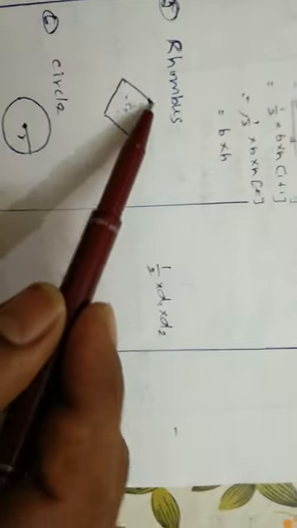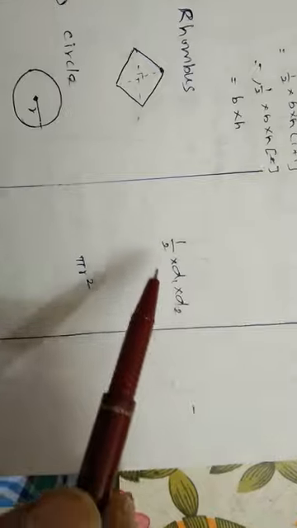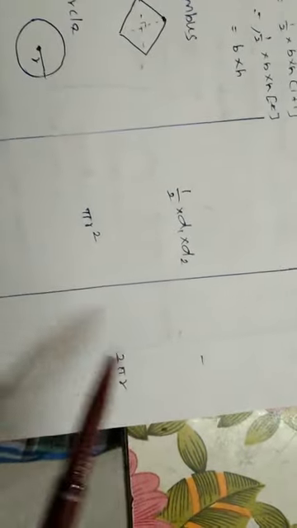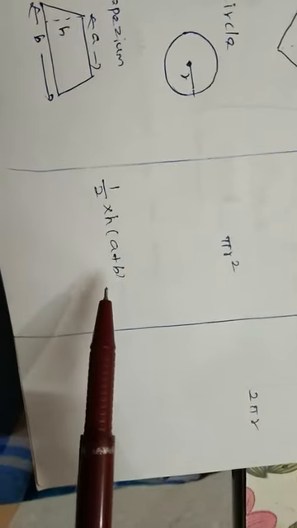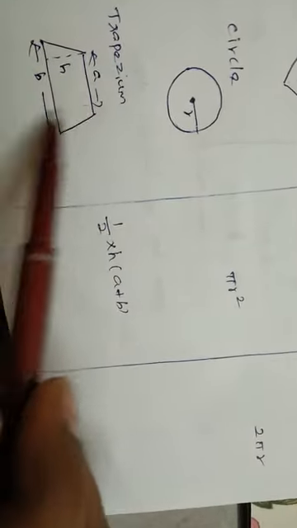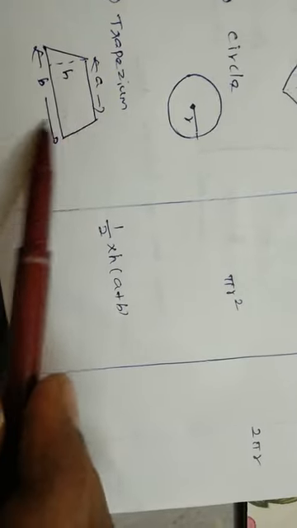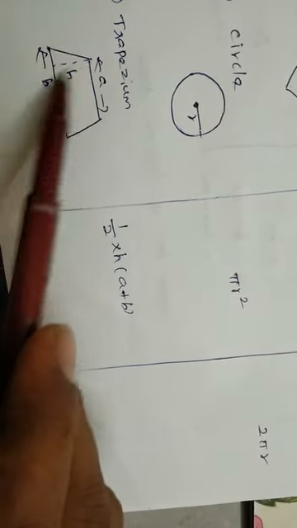Right. Rhombus area is 1 by 2 diagonal D1 and diagonal D2. Suppose this one is diagonal D1 and this one is D2. The area is the product of D1 and D2 by 2. Circle area is pi r square, and circumference or perimeter is 2 pi r. Trapezium area is 1 by 2 h into A plus B, the sum of the parallel sides. Only one pair of sides is parallel and you have a height h, so 1 by 2 h into A plus B.